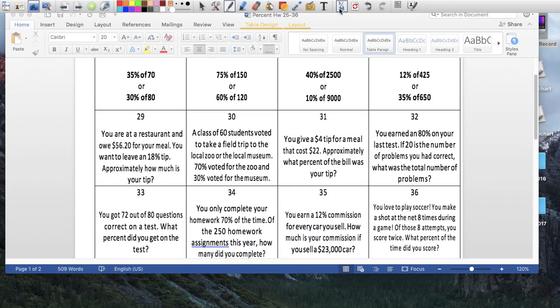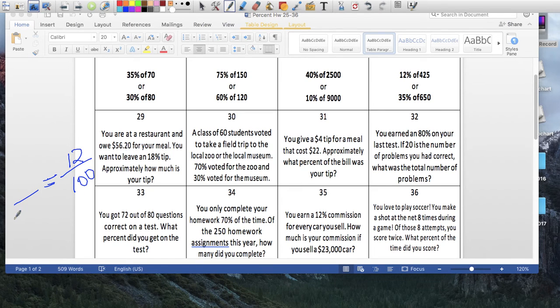Number 35, you earn 12% commission for every car you sell. So basically it means that every time you sell a car, from the value of the car, you earn 12%. That's what a salesman would make. So here's 100%. 12% is what you're going to make.